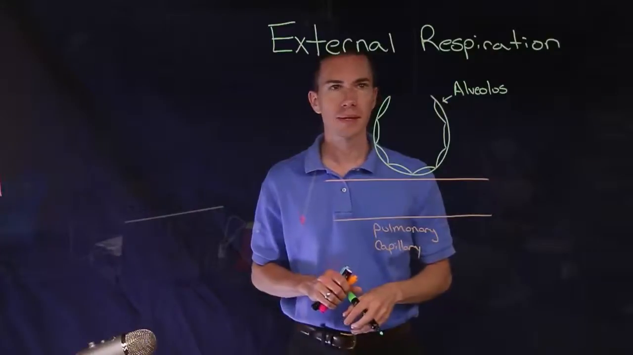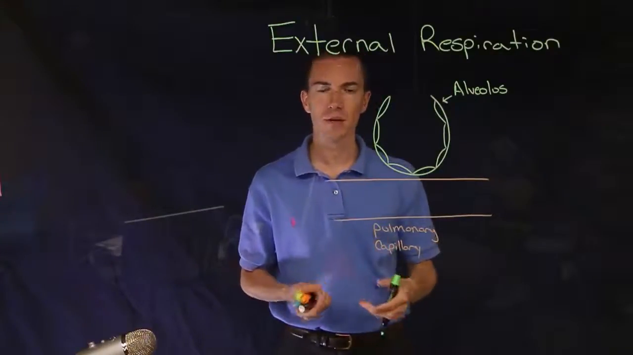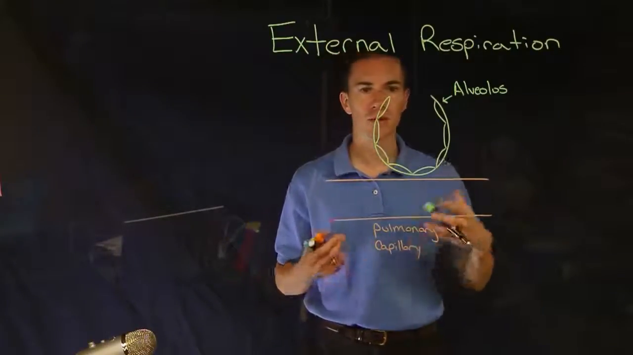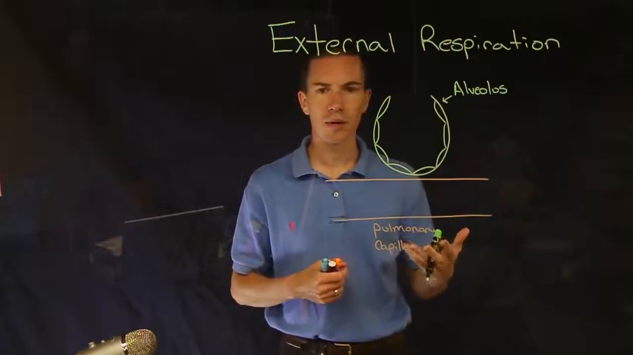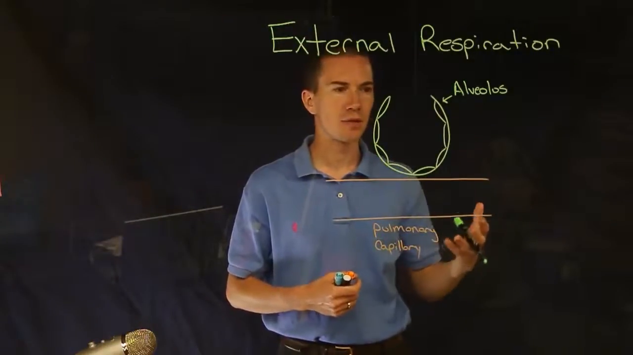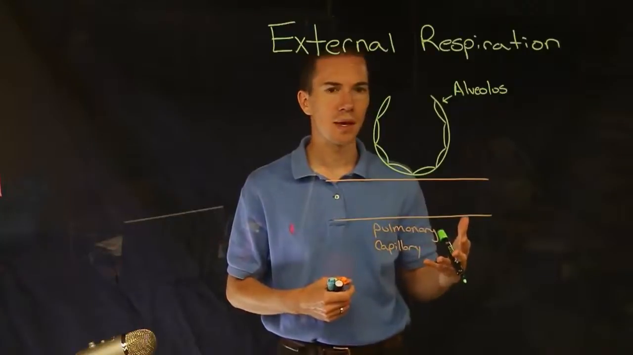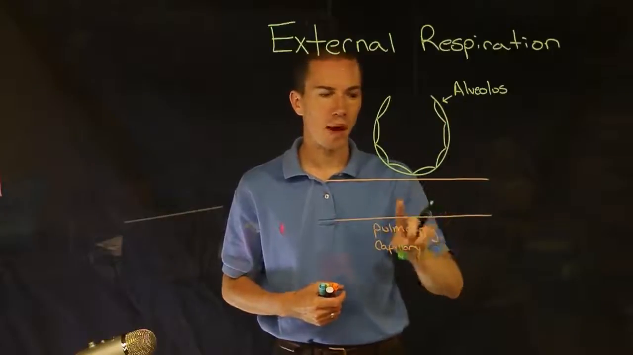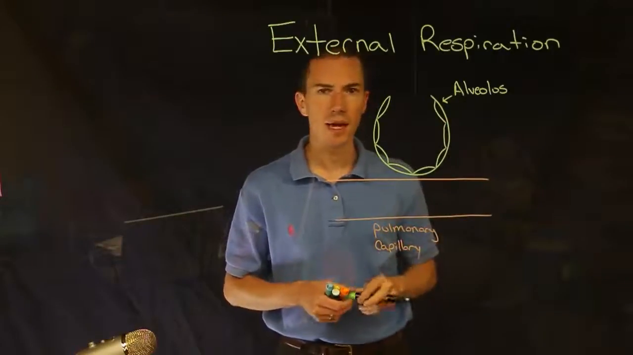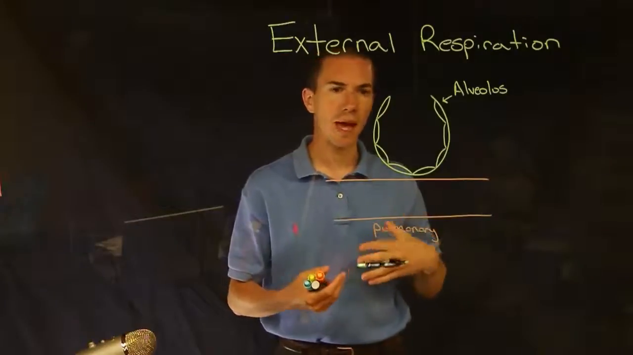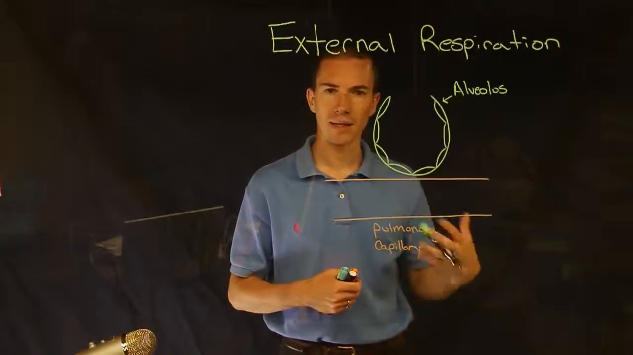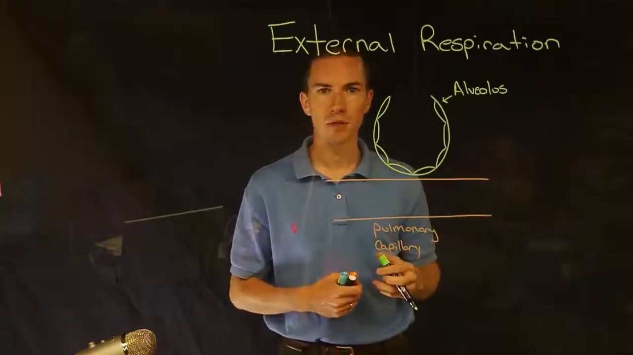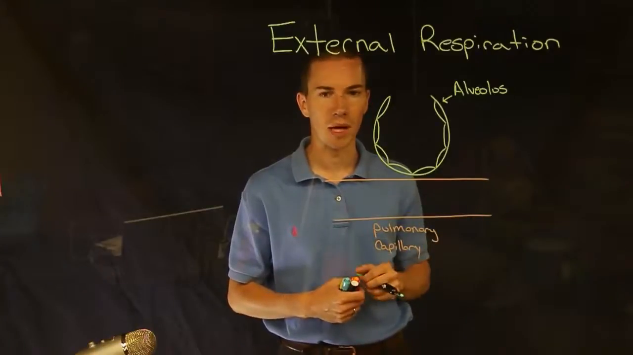Hello. We're going to talk now about external respiration, also called external gas exchange. Let's begin by defining external respiration. So external respiration is the process where gases, respiratory gases, diffuse across the respiratory membrane, between the alveolar air and pulmonary capillary blood. It's basically defined as the diffusion of gas between the lungs and the blood. Contrast that to internal respiration, which is the diffusion of oxygen and carbon dioxide between tissues and systemic capillary blood.